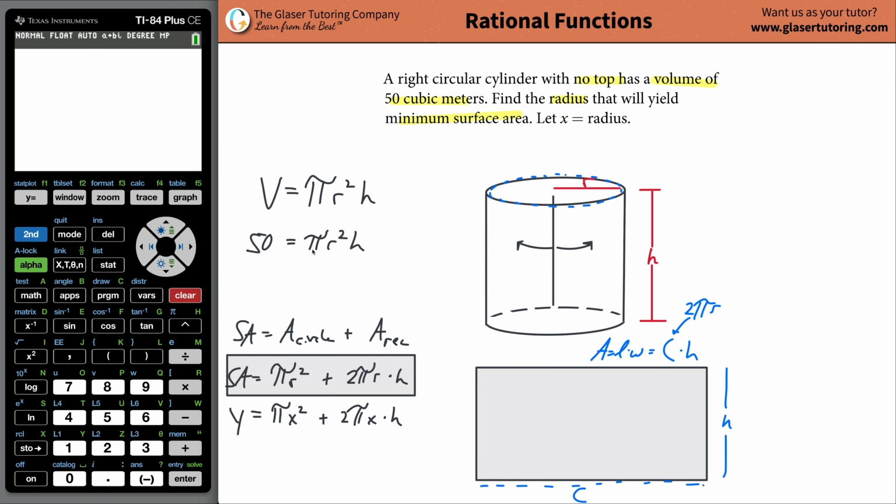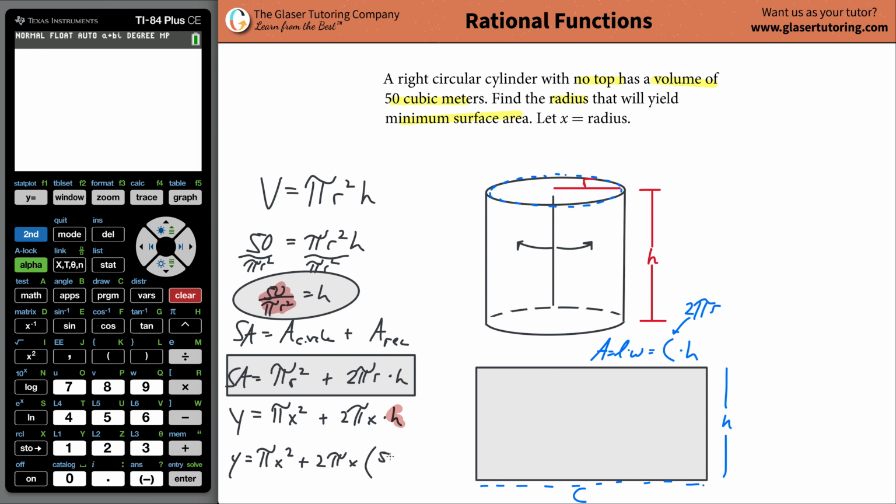What I'm going to do is solve this equation for height. When I do that, I have to divide out the pi r squared from both sides, and what happens is 50 over pi r squared is equal to the height. Now I realize I can take this term and plug it in for the height there. The beauty of that is I now have an equation with only one unknown.